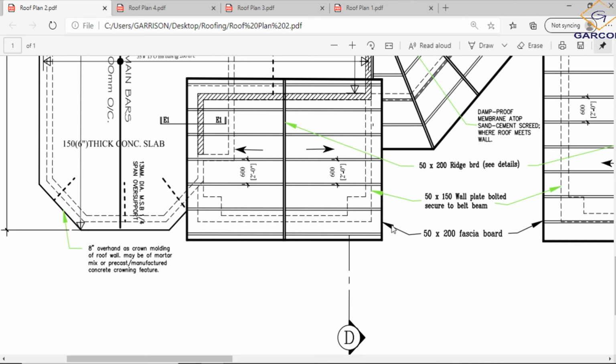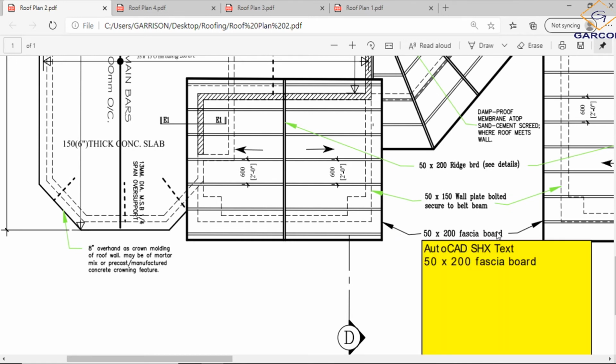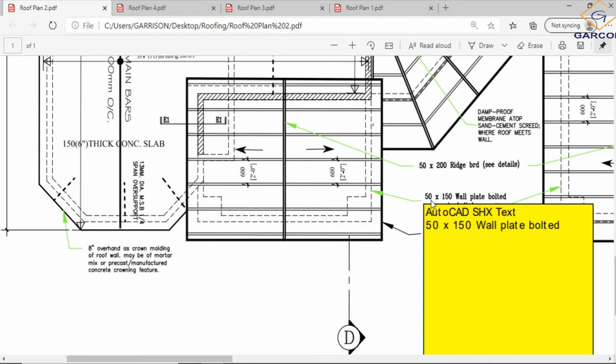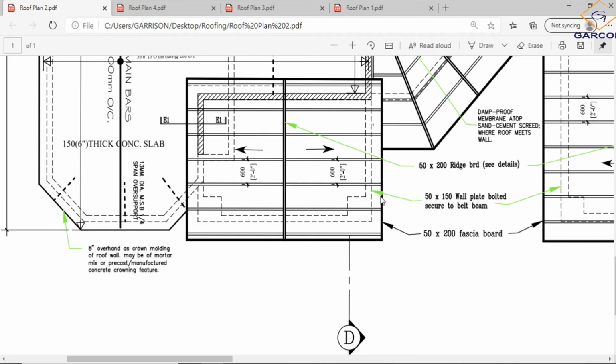And it tells you 50 by 200 fascia board. So 50 millimeters equals 2 inches, and 200 equals 8 inches. So 2 by 8 fascia board. And this is 50 by 150, which is 2 by 6 wall plate bolted. So then we have wall plate on top of the wall. So this represents the wall underneath the roof, all the dash lines here. And then this is the roof basically.